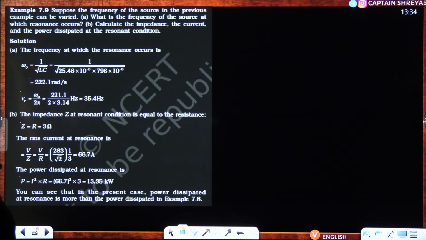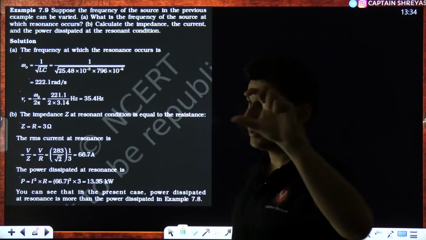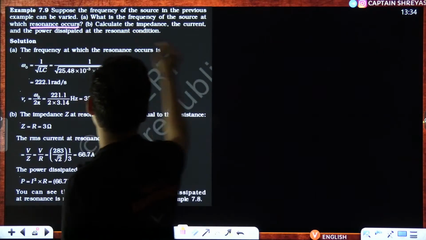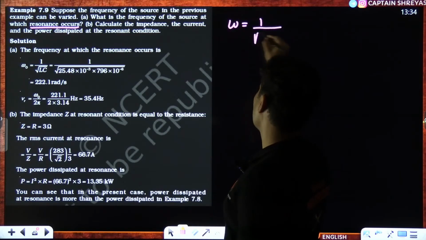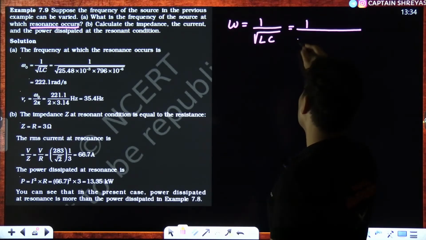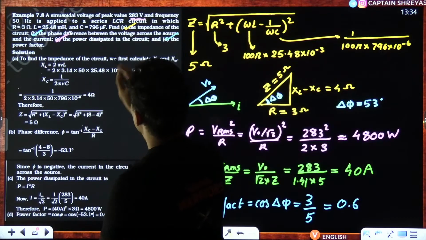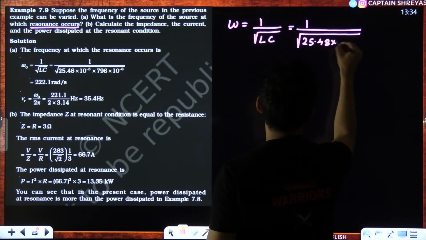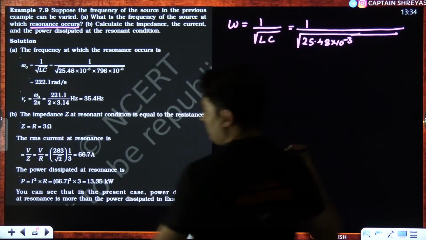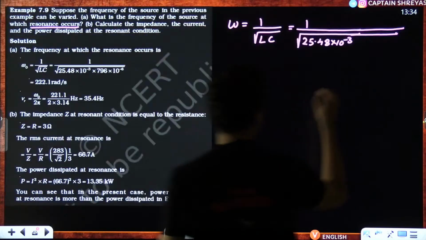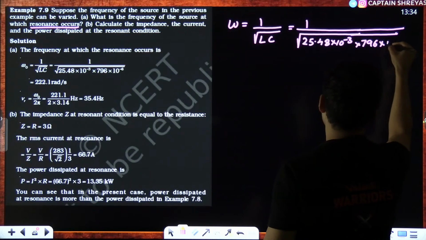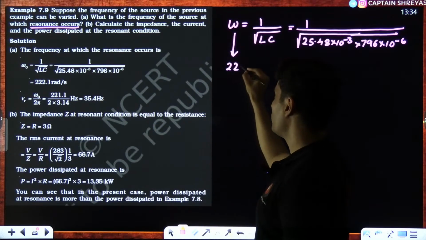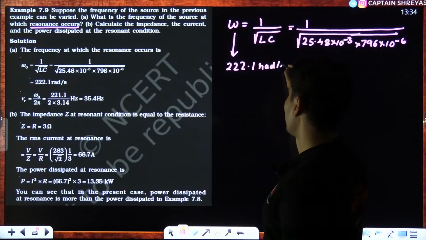Suppose the frequency of the source in the previous example you can change. What is the frequency for which resonance occurs? Resonance will occur at this frequency 1 by root of LC. So your L and C value is over here. L is 25.48 milli, so 10 to the power minus 3. And capacitance 796 micro, so 10 to the power minus 6. So this value of omega comes out as 222.1 radian per second.